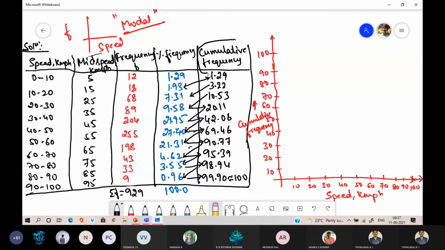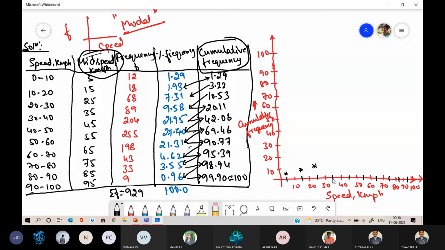We'll be plotting cumulative frequency versus mid speed. So I'll mark the points here. Now for 5, what is the value? You will get 1.29 approximately here. For 15, 3.22 approximately. In the graph, you will get clean values, but it is not up to scale. That's why I am marking approximately.